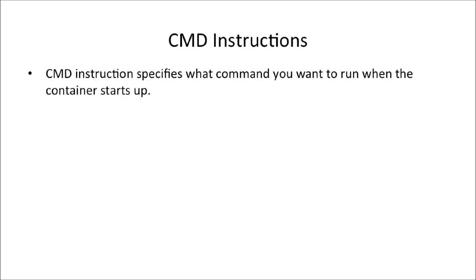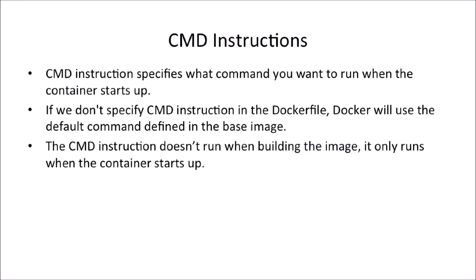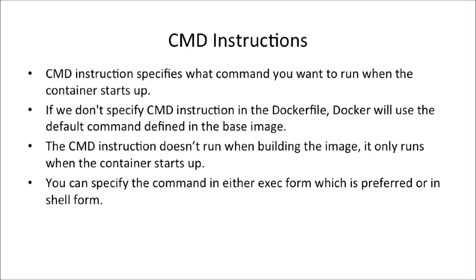Now, we'll move on to the CMD instruction. The CMD instruction specifies what command you want to run when the container starts up. If we don't specify a CMD instruction in the Dockerfile, Docker will use the default command defined in the base image. In our case, it is Debian Jessie, and the default command is bash. Unlike the RUN instruction, the CMD instruction doesn't run when building the image. It only runs when the container starts up. You can specify the command in either exec form, which is preferred, or in shell form.